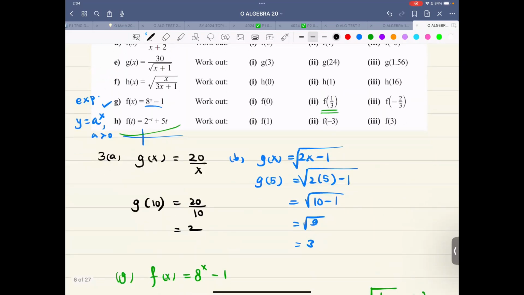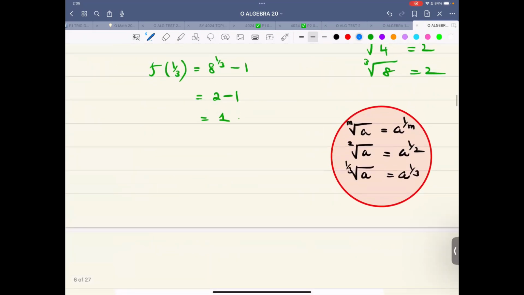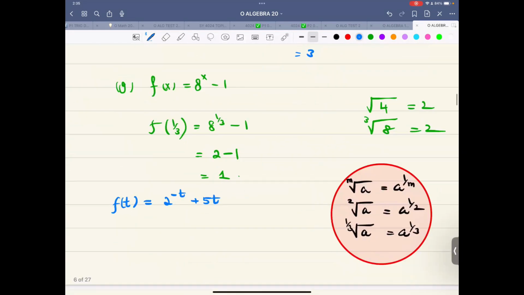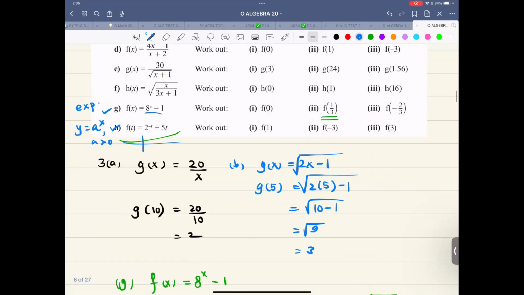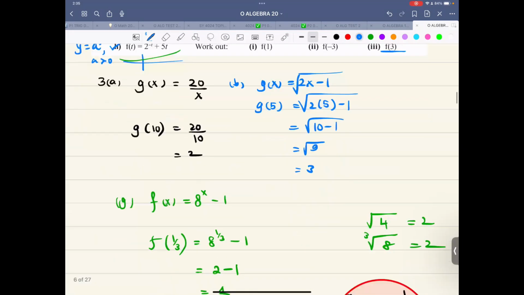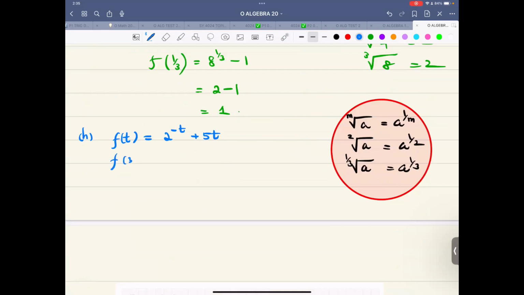Let me also solve this one. That is f of t is 2 raised to the power of minus t plus 5t. Which part is this? This is h. Let me plug in a value. Let me write this, part 3, f of 3. That is 2 raised to the power of minus 3, plus 5 times 3. 2 raised to the power of minus 3 is 1 over 2 cube, plus 15. This is 1 over 8 plus 15, which can be written as 15 and 1 over 8.